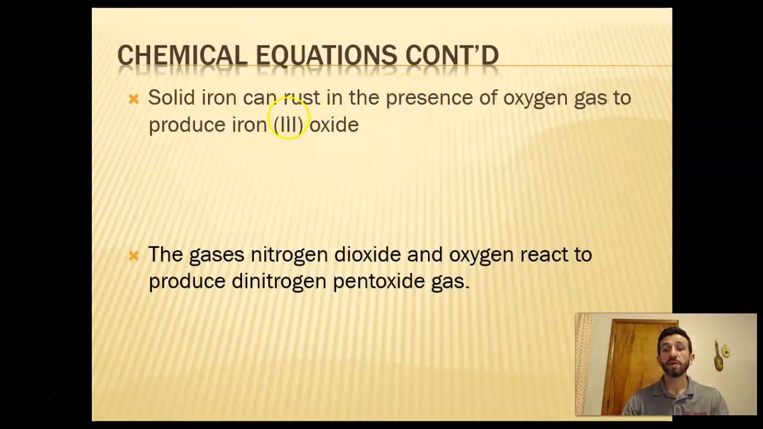So here, we're going to go from the word equation to the chemical formula, all right? And at least for my students, this is what you're going to do a lot of in the next few days here. So I'm going to read this. Solid iron can rust in the presence of oxygen gas to produce iron oxide, okay? So I know that solid iron is going to be Fe(s), and then it can rust in the presence of oxygen gas. So I'm going to write that down here. Fe(s), and then oxygen gas, remember, is O2.